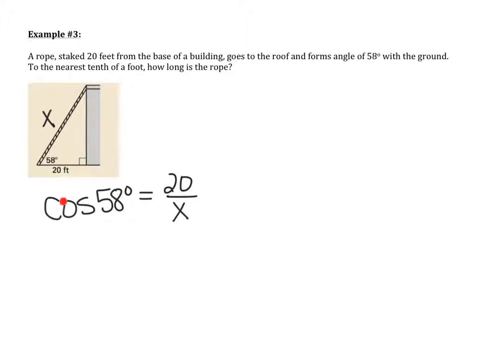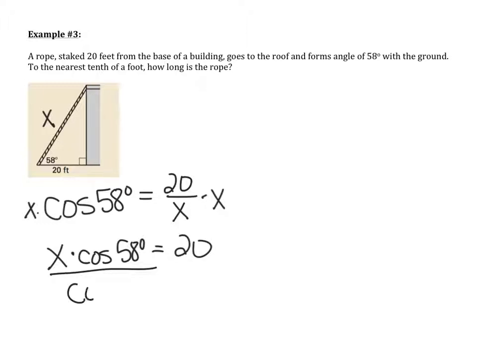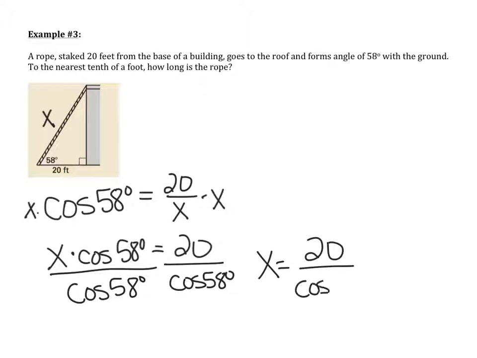So again, remember that this is just a number. Every angle of 58 degrees has the same ratio of the adjacent side over the hypotenuse. So I'm going to use this number in order to solve for x. So first thing I need to do is get the x out of the denominator. So I'm going to multiply by x. So I'd have x times the cosine of 58 degrees equals 20. And then again, remember, this is just a number. So I'm going to divide by cosine of 58 degrees on both sides. So my final answer would be x equals 20 over the cosine of 58 degrees.